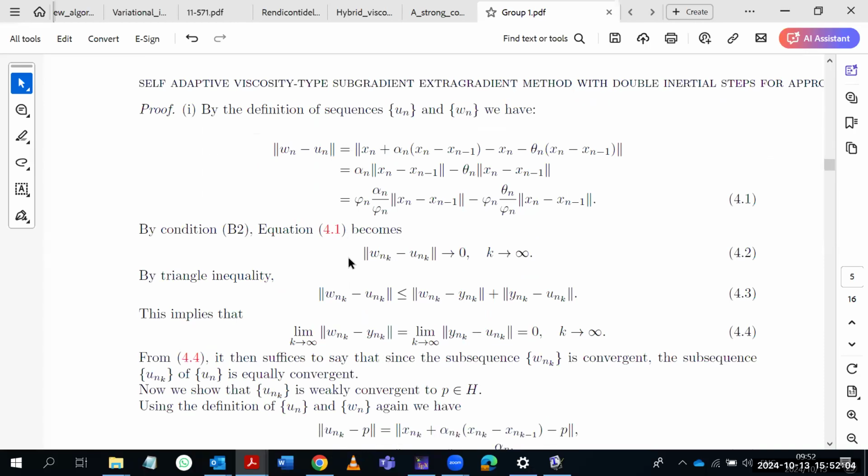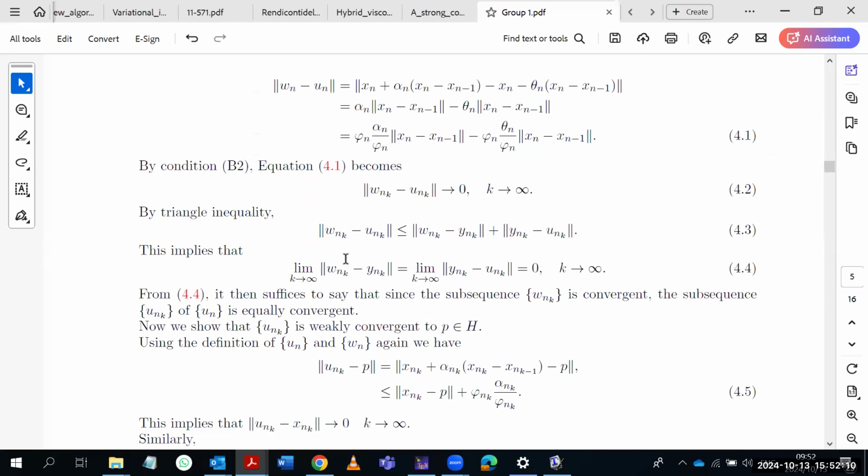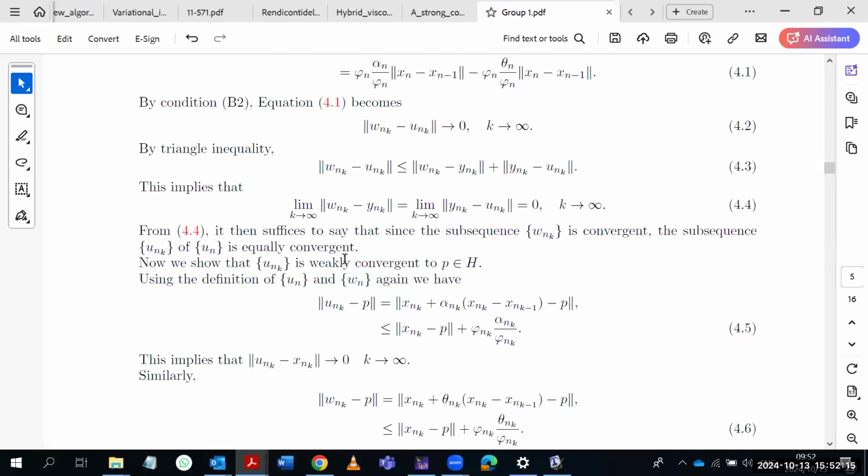So by triangular inequality, by condition B2, equation 4.1 becomes... okay, by triangular inequality, this implies that Wn minus Ynk minus Unk. It will be by 4.3. How did it come about?